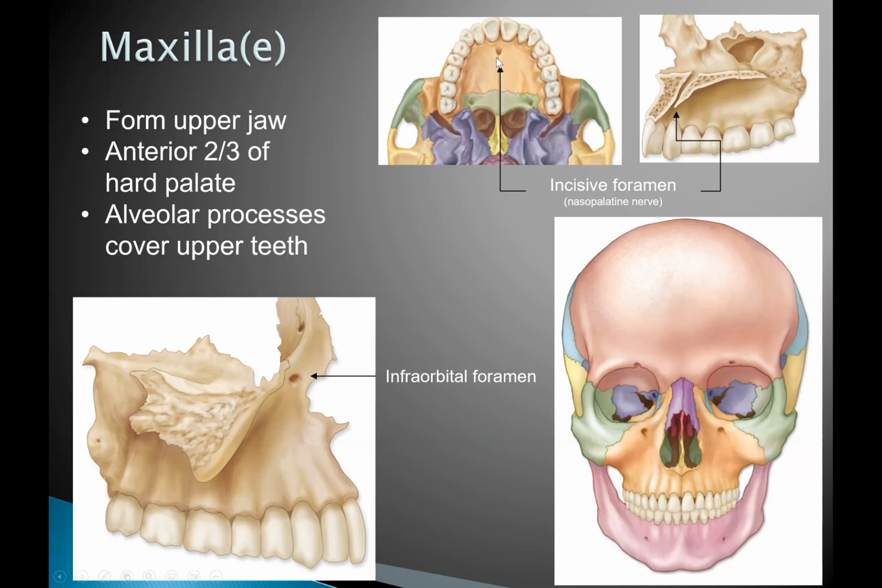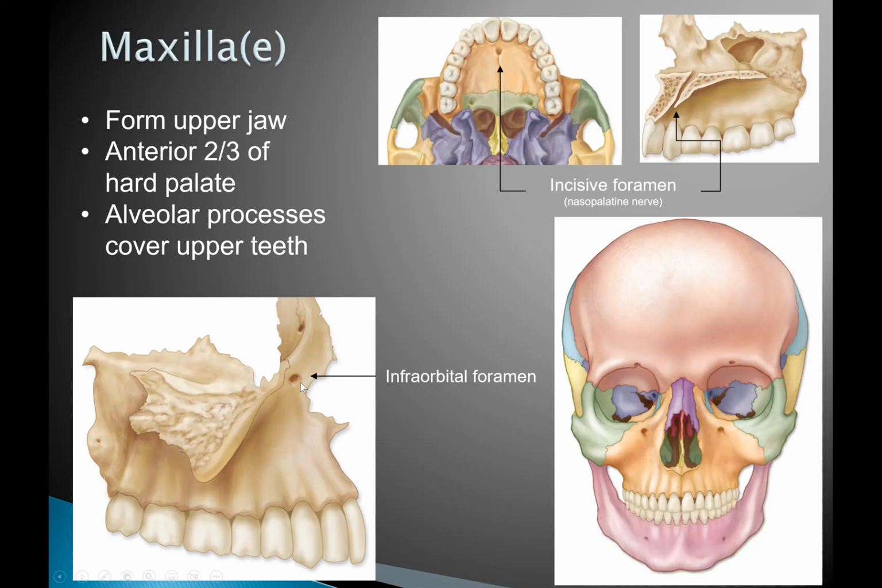Splitting the left and right maxillae is the incisive foramen. So there's a hole right there. There's a hole in your mouth. Yes, a hole in the roof of your mouth. And that's your incisive foramen. That's where your nasopalatine nerve goes through, goes up and down. Then you've got these alveolar pockets, these little pockets right here, for your teeth to go into.